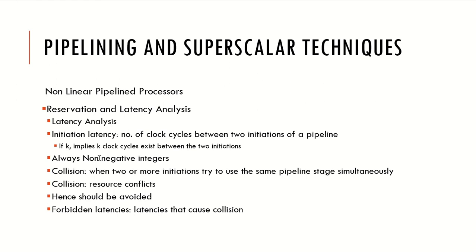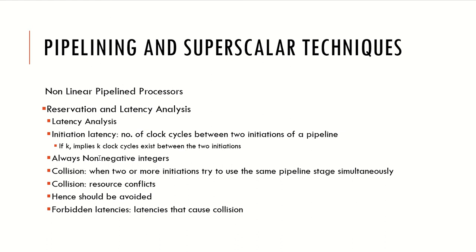If stage S1 has been used in cycle number 1 and later in cycle number 5, then cycle number 1 corresponds to the first initiation of S1 and cycle number 5 corresponds to the second initiation of S1. The clock cycle difference between these two initiations is called the initiation latency. So for S1, it is 5 minus 1, so 4 is the initiation latency.